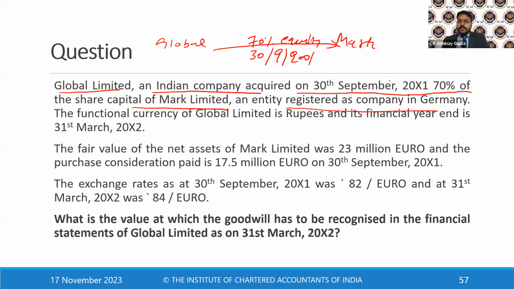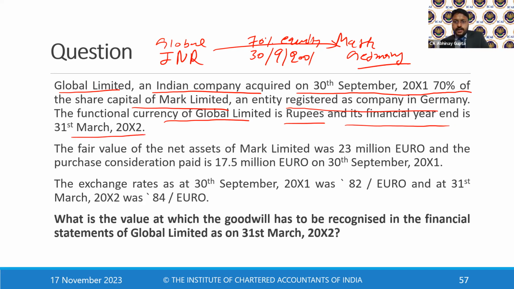An entity registered as a company in Germany. So this is Germany. The functional currency of Global Limited is rupees, so INR. Its financial year is a March year end, and the year end is 31st March 2002.